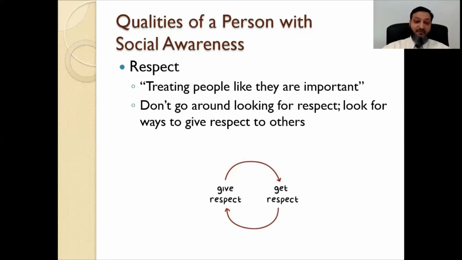Then, okay, another quality of a person with social awareness includes respect. What does that mean? That means treating people like they are important, right? So that means that you value the contribution of everyone around you. You value the contribution that everyone is making as part of the healthcare team, right? You value their contribution. You value their input. You value their opinion, right? You value the work that they do as part of the healthcare team, and you respect them for what they do and the contribution that they make to the team.